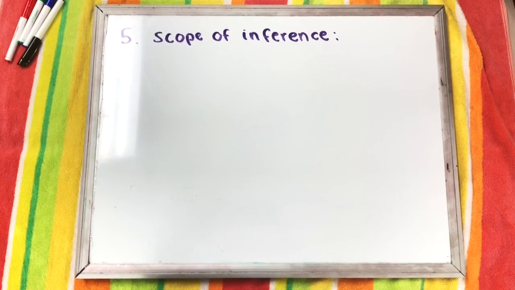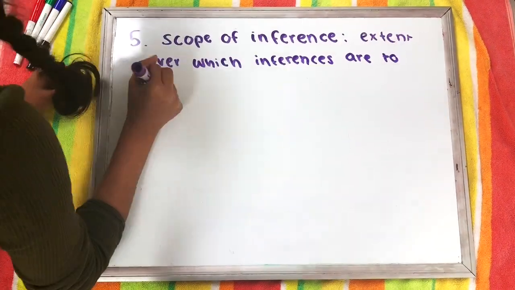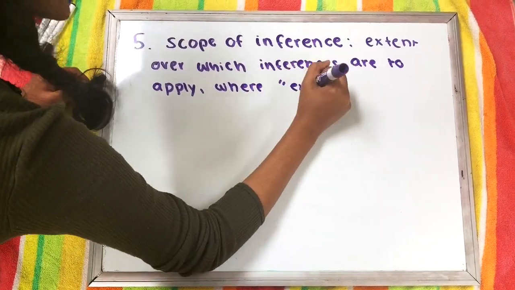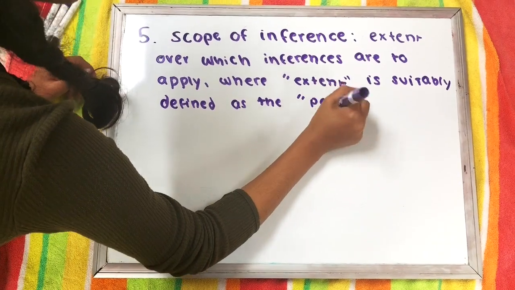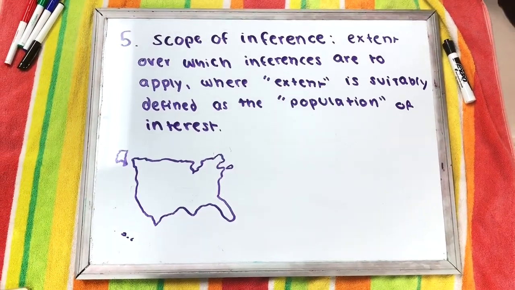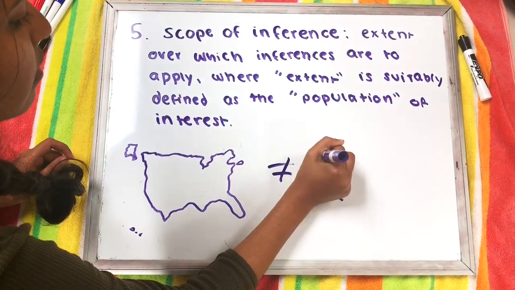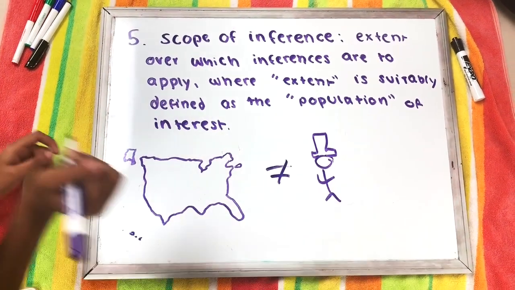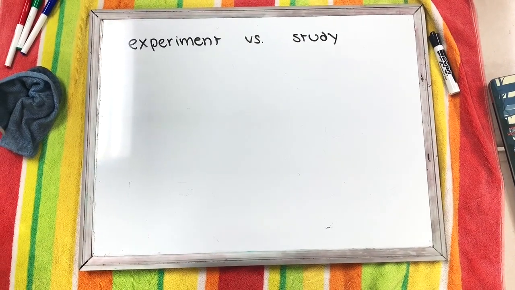But what can the governor actually make conclusions about from his Prius experiment? The scope of inference for a study or an experiment is the extent over which inferences are to apply, where extent is suitably defined as the population of interest. Because the governor is only looking at the roads in one city, he would not be able to generalize the results for cities across the country. Even if his subjects are randomly assigned, he can only make conclusions about the population that he drew from.